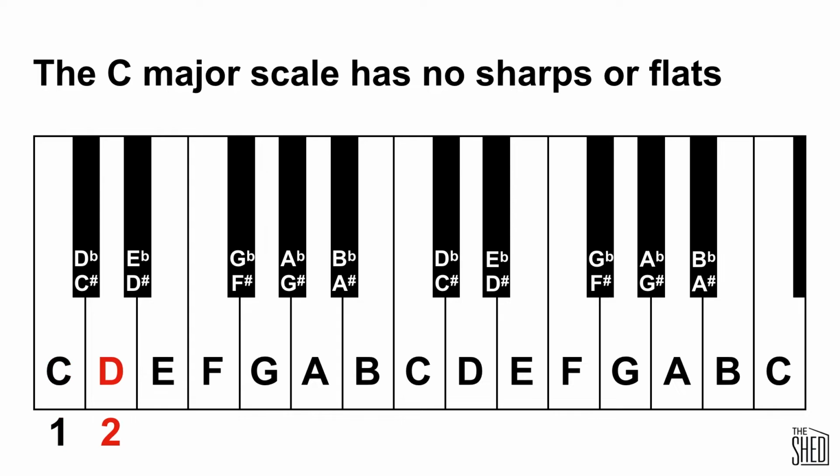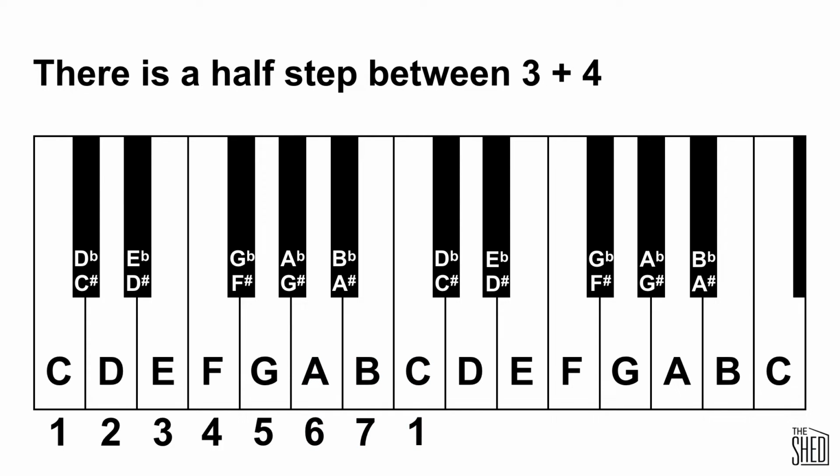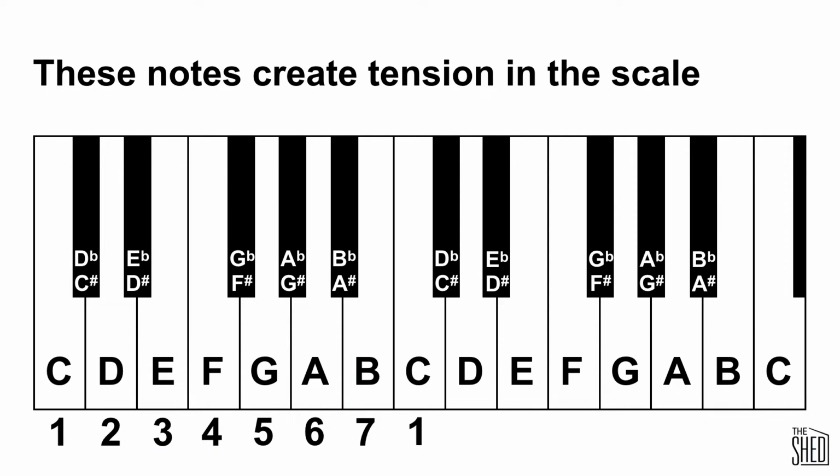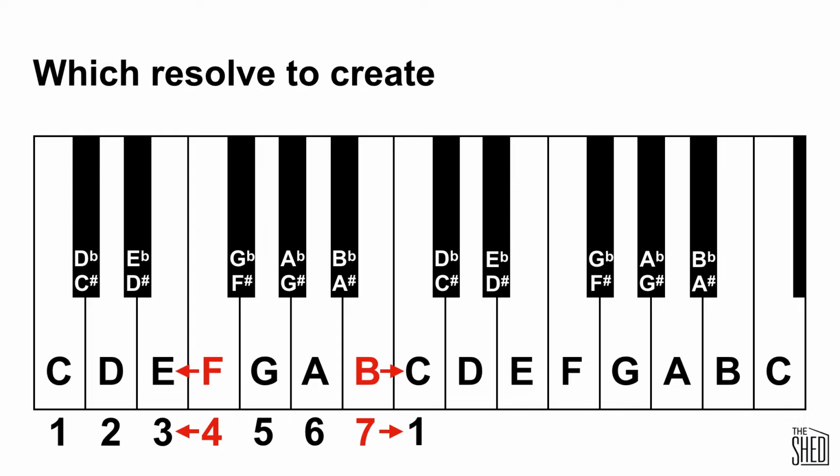C is 1, D is 2, E is 3, F is 4, G is 5, A is 6, B is 7, and C is 1. There's a half step between 3 and 4, and between 7 and 8, or 1. These notes create tension in the scale, which resolves to create release.